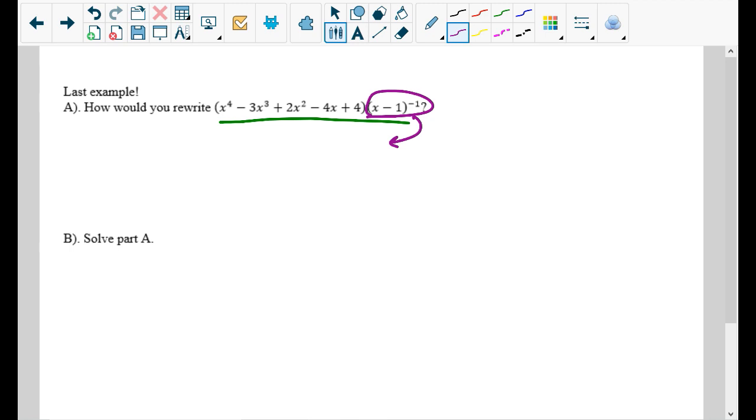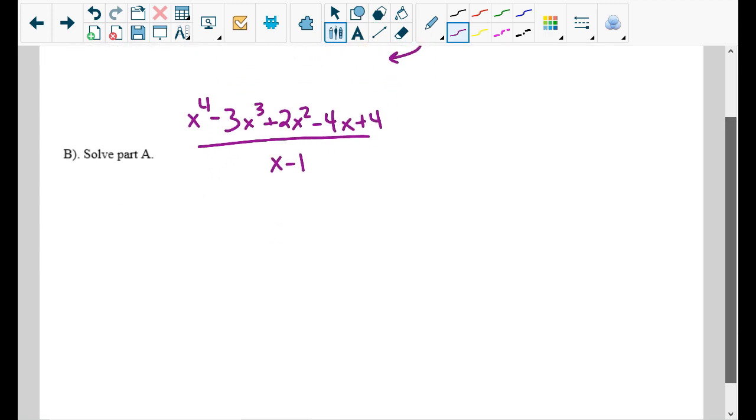So what it looks like is I have x to the fourth minus 3x to the third plus 2x squared minus 4x plus 4 all over this parentheses x minus 1. I don't really need the parentheses anymore because I have the fraction bar. So again, division, fraction is just division. So what are we doing here? We're dividing this top by x minus 1. So now we can do this long division to solve.